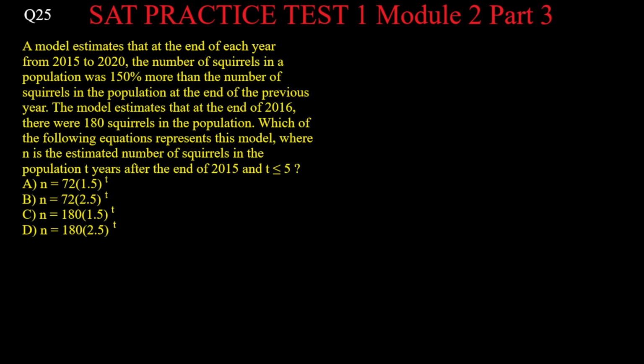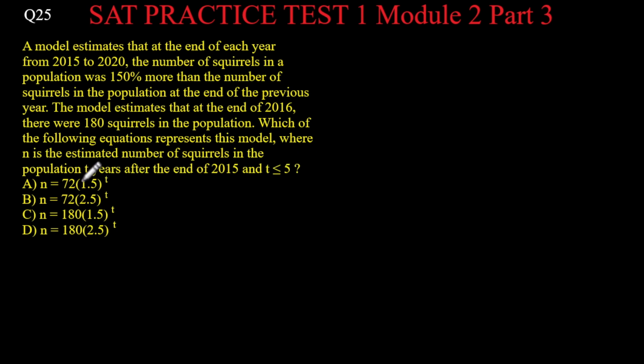A model estimates that at the end of each year from 2015 to 2020, the number of squirrels in a population was 150% more than the number of squirrels in the population at the end of the previous year. The model estimates that at the end of 2016, 1 year, there were 180 squirrels in the population. Which of the following equations represents this model where n is the estimated number of squirrels in the population t years after the end of 2015 and t is less than or equal to 5? Since it's 5 years, this has to be less than or equal to 5.